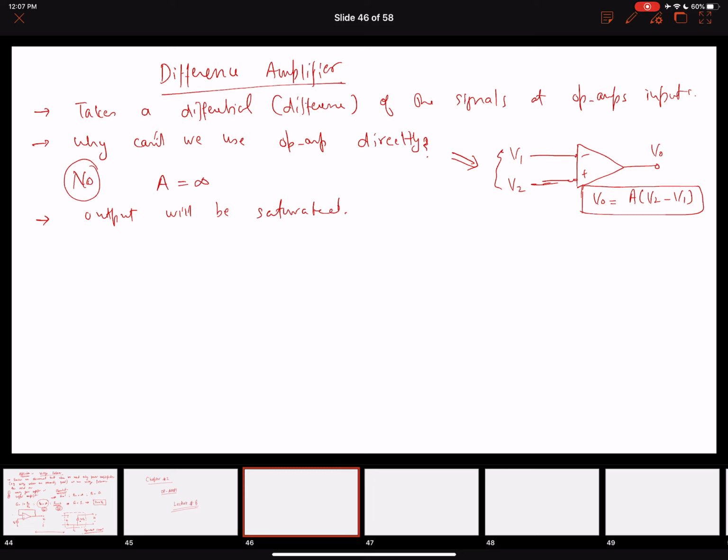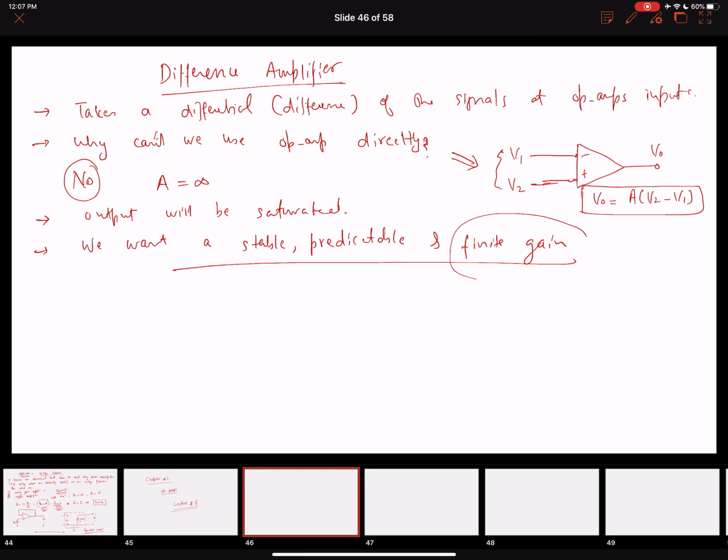So what we want is a stable, predictable, and finite gain. Right? So we want to design a difference amplifier that will take the difference of the two input signals applied at the inputs, and then it will provide us a finite gain, a predictable gain, and a stable gain.